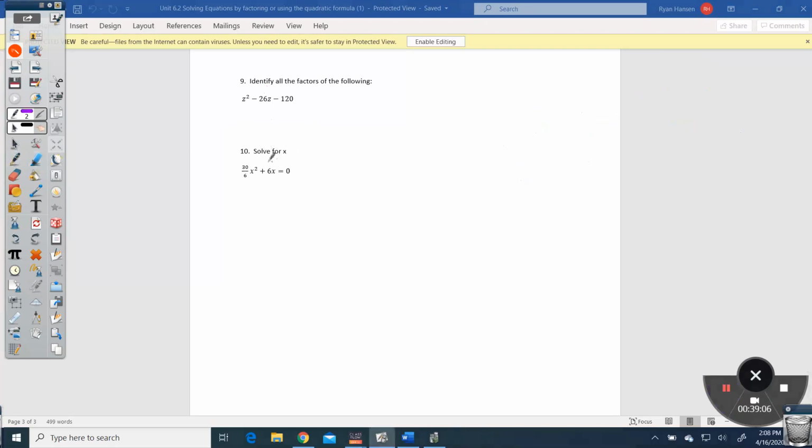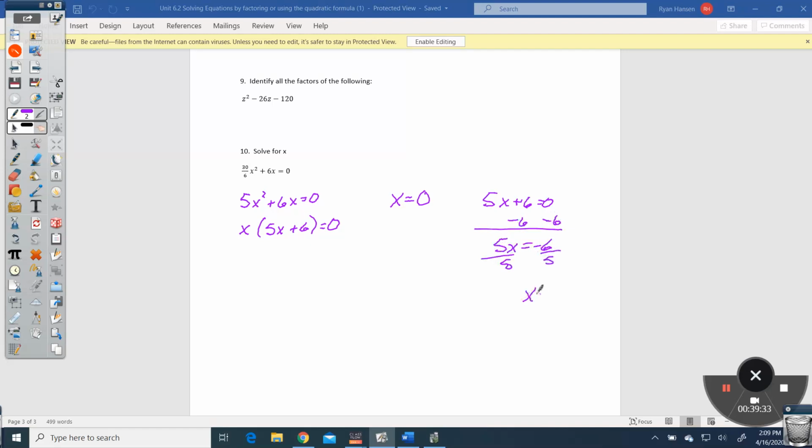All right, number 10, it says solve for x. Well, 30 divided by 6 is 5. So that's just really 5x squared plus 6x equals 0. So these each have an x in common, so I take it out. So x times 5x plus 6. And now I put each of those equal to 0, so I have x equals 0 and 5x plus 6 equals 0. So I minus the 6 from each side. So 5x equals negative 6, divided by 5. So x equals negative 6/5, which if I change it to a decimal is negative 1.2.